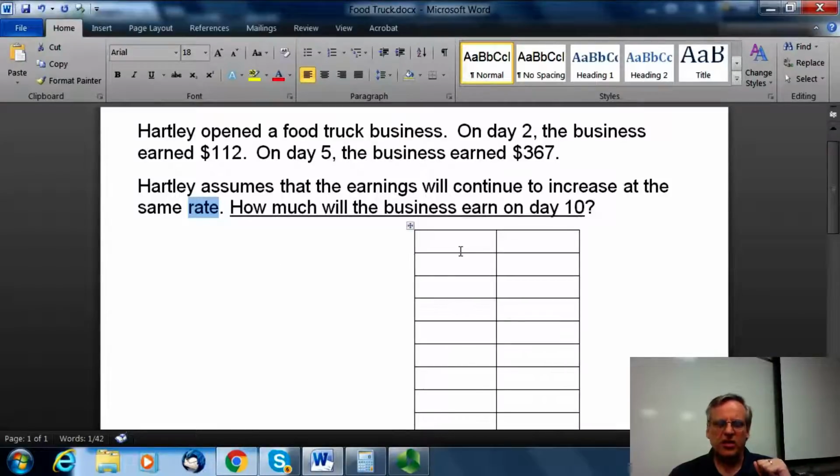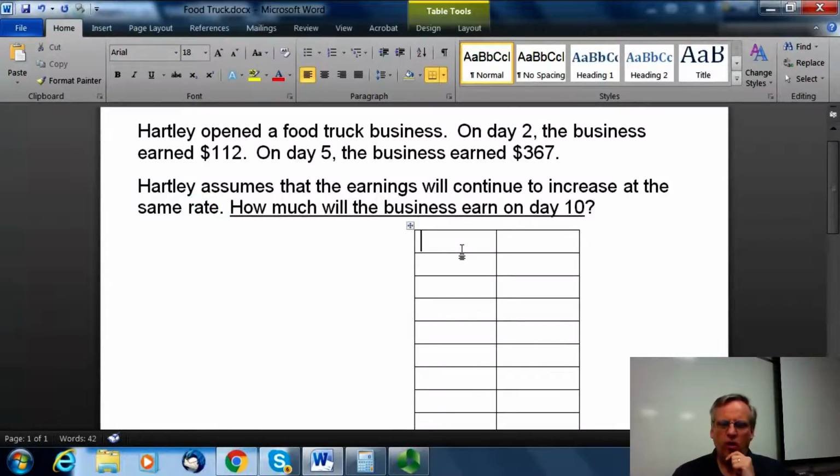So let's see, what should we put in our table? Well, we're talking about days, looks like, and we're talking about money. So why don't we make our table here with one column with days and the other with, well, maybe we can say earnings. That could work, and it actually fits too. So we've got days and we've got earnings. So let's go ahead and we'll do our chart.